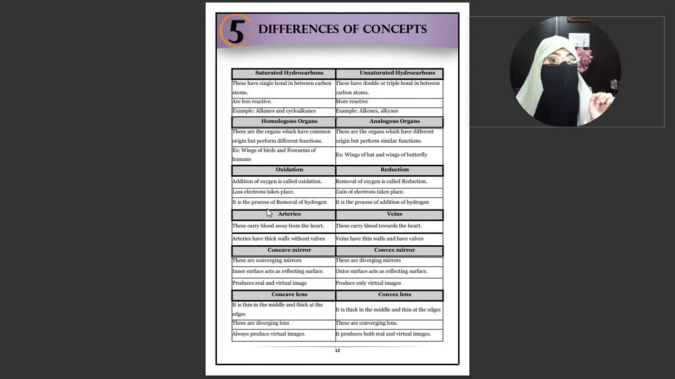Now coming on to the oxidation and reduction, that is addition of oxygen is known as oxidation and removal of oxygen is known as reduction.